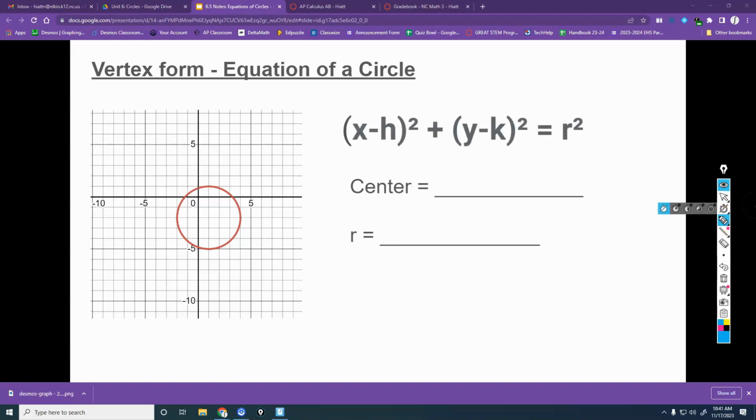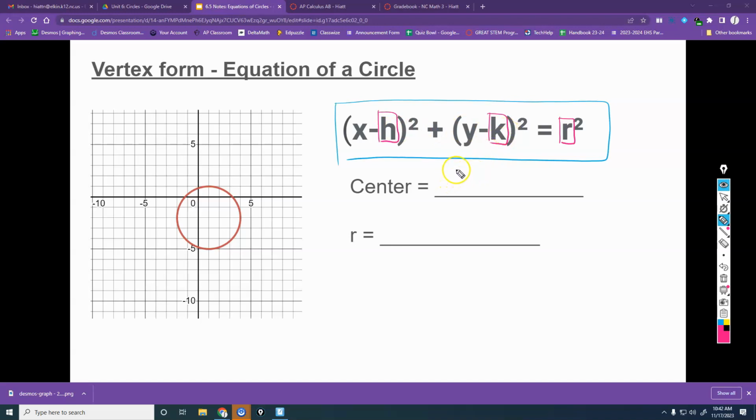All right. So we are going to look at the equations of circles today. This formula right here is going to give you the equation of a circle. In this formula, H, K, and R are going to be numbers. H and K are going to be the coordinates of the center of your circle.